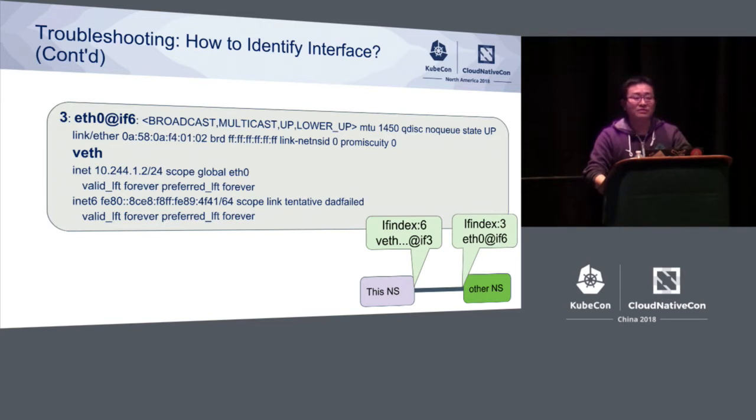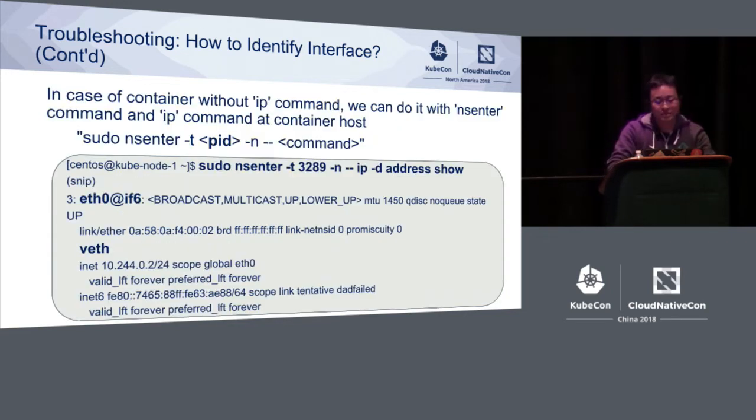But there is another question. In the case of a container, like Nginx or a simple small container, we don't have the ip command, right? So the ip command is not so handy. Of course, some containers include the full version of the ip command, but at that time the -d option does not exist. How do we do that? Linux has the nsenter command.